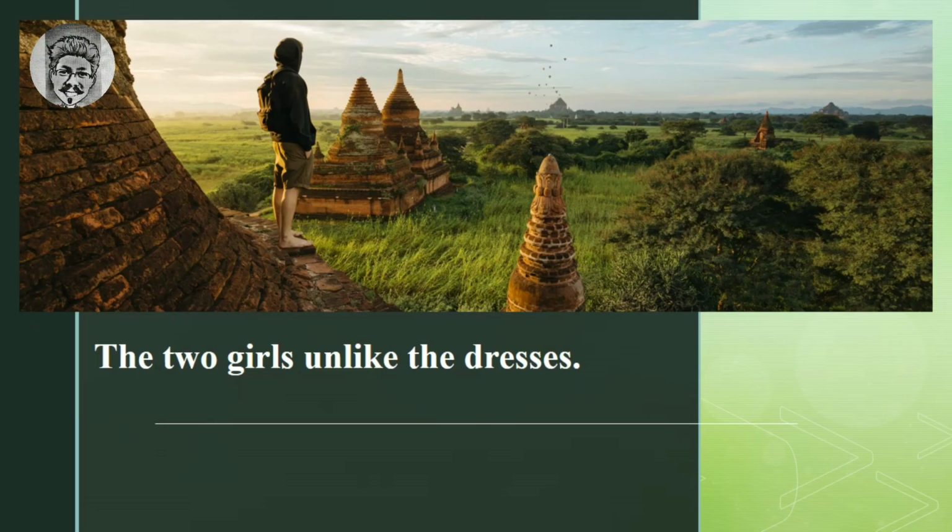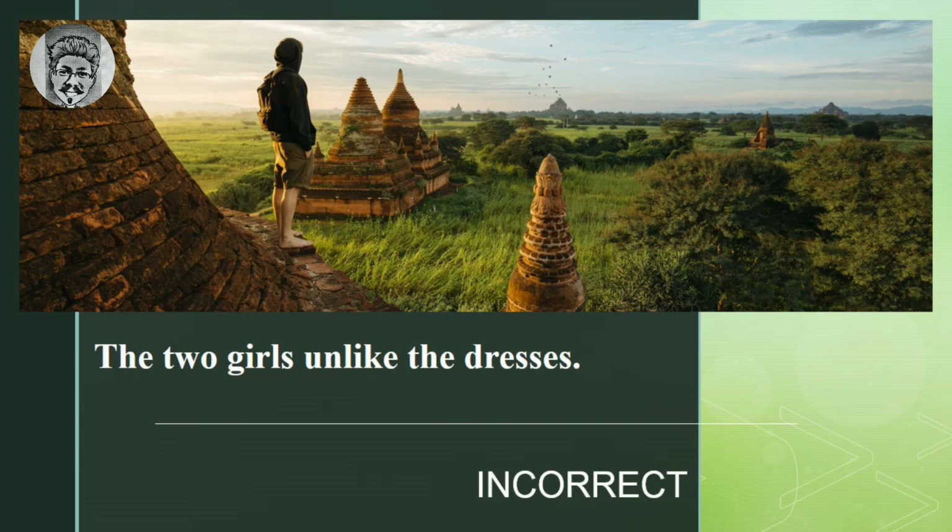Next, the 2 girls unlike the dress. Is it incorrect or correct? What do you think? Well, if you identify this sentence very seriously, you will know that this is incorrect. Kalimat ini salah karena penggunaan unlike. Coba kita analisa konteks kalimatnya. Perempuan menyukai gaun atau perempuan tidak mirip gaun? Well, jelas. It is clear, makna kalimat ini adalah perempuan menyukai gaun.